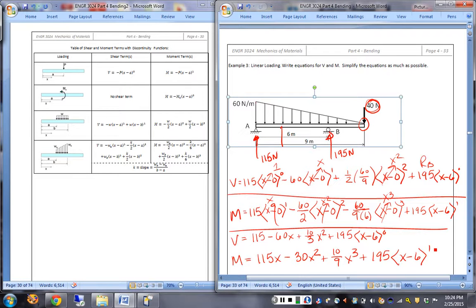So essentially, to sum up the process, it all starts with a free body diagram, find the external reactions, and then use the table for the discontinuity terms to put together and then simplify the equations for the shear and the moment, internal shear and moment as a function of x for any loading situation.